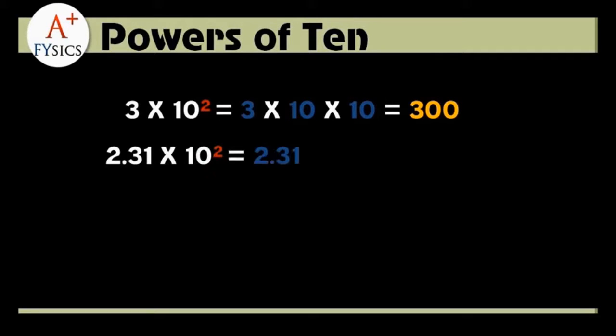Now 2.31 multiplied by 10 to the power 2 is equal to 2.31 multiplied by 10 multiplied by 10, which is 231. Notice that I put 2.31, but I moved the decimal point 2 places to the right since my power is 2.